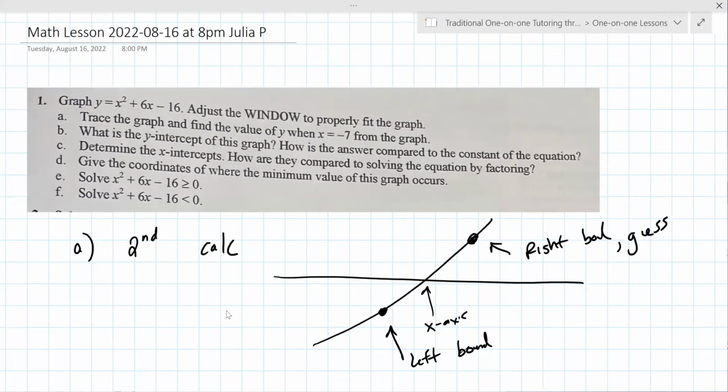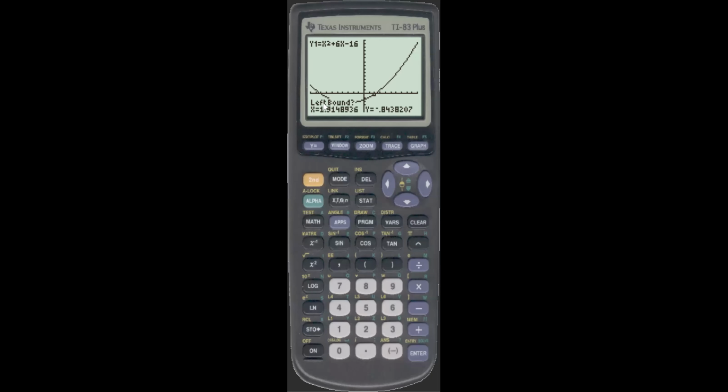So you have to choose something below. In this case, left bound is below there, and it doesn't matter how close you get. Like what some students do is they try to get right there. You don't actually need to get that close. You can actually be just in the neighborhood. So you hit enter when you feel like you've got it.